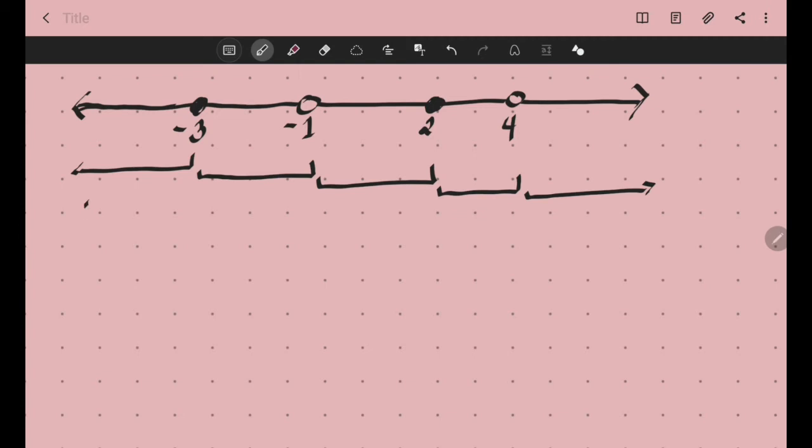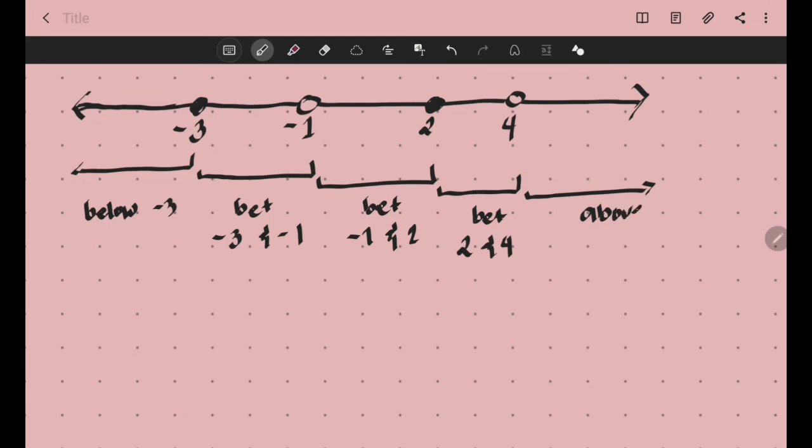We have below negative 3. We have between negative 3 and negative 1. We also have between negative 1 and positive 2. We have between positive 2 and positive 4. We have above positive 4. To represent those intervals into a notation.